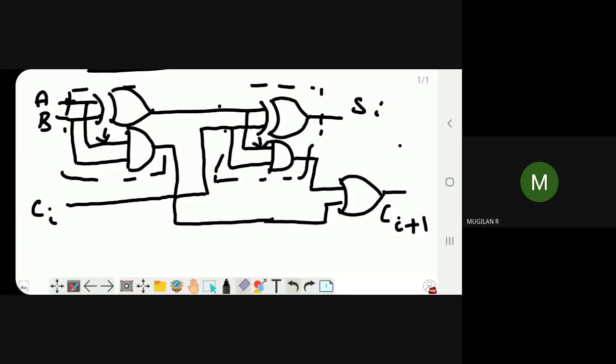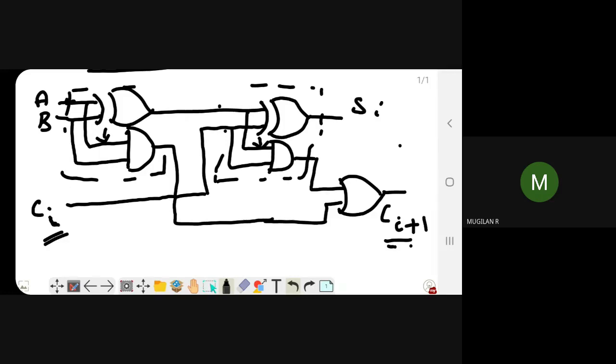Now I want to tell you why I have mentioned Ci plus 1 here. This is the circuit. We are going to get the equation for 4 times. I have mentioned Ci here and Ci plus 1 here. Ci is nothing but the current carry. The carry which is ready to do the progress is Ci. Ci plus 1 is the next carry.